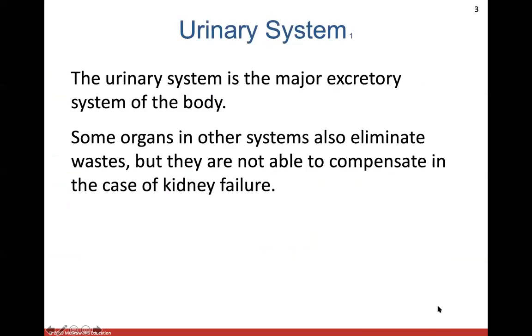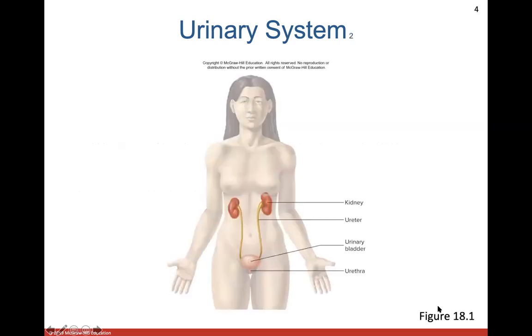So your urinary system is your major excretory system of the body. Some organs in other systems also eliminate wastes, but your kidneys do the majority of the excretion of wastes that your body needs to get rid of. And it does that by filtering the blood. Those other organs in the other systems are not able to compensate for excreting body wastes if your kidneys ever fail.